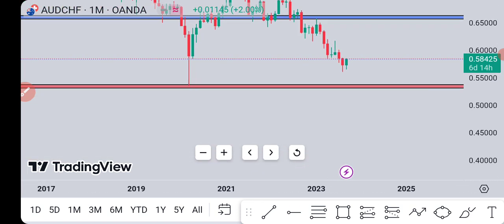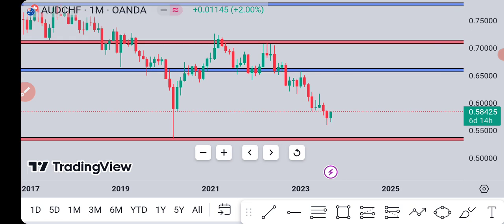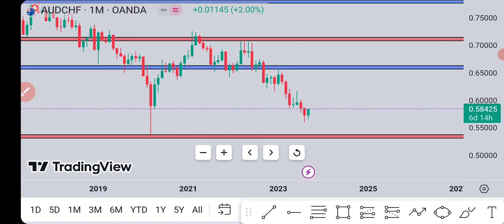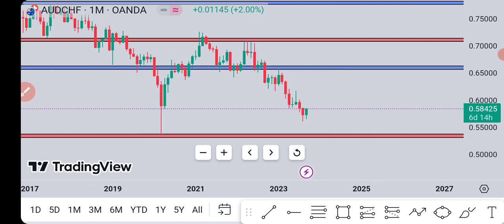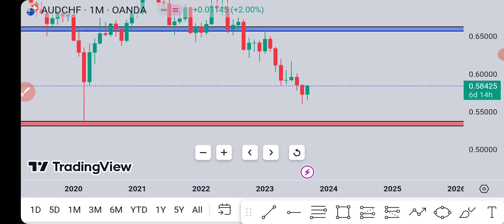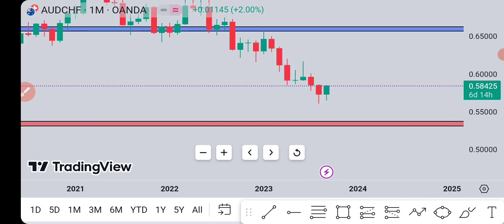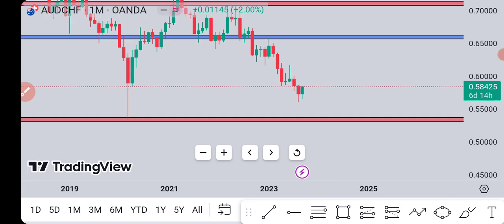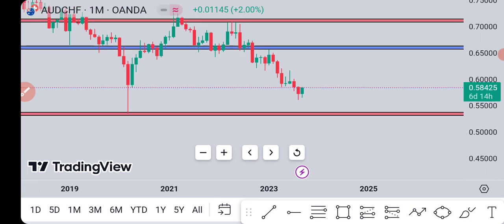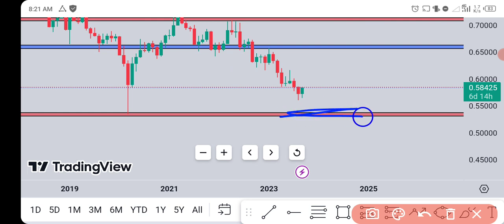Like everything about all pairs now, currently they're just giving us negative moves against the trend, and it's currently giving us a nice correction. Now this month's candle from AUDCHF is just bullish engulfing, but overall the pair is in a bearish move. So I'm expecting the pair to come to this zone technically.